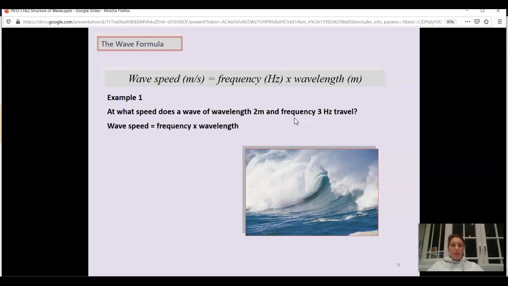Okay, so I'm going to substitute the values into the equation. Frequency was 3, the wavelength was 2, so you get 3 times 2, which is 6. So this wave is travelling 6 metres every second. That's quite a simple example because the numbers we've used are quite small. Make sure you've got the right answer and then you can move on.